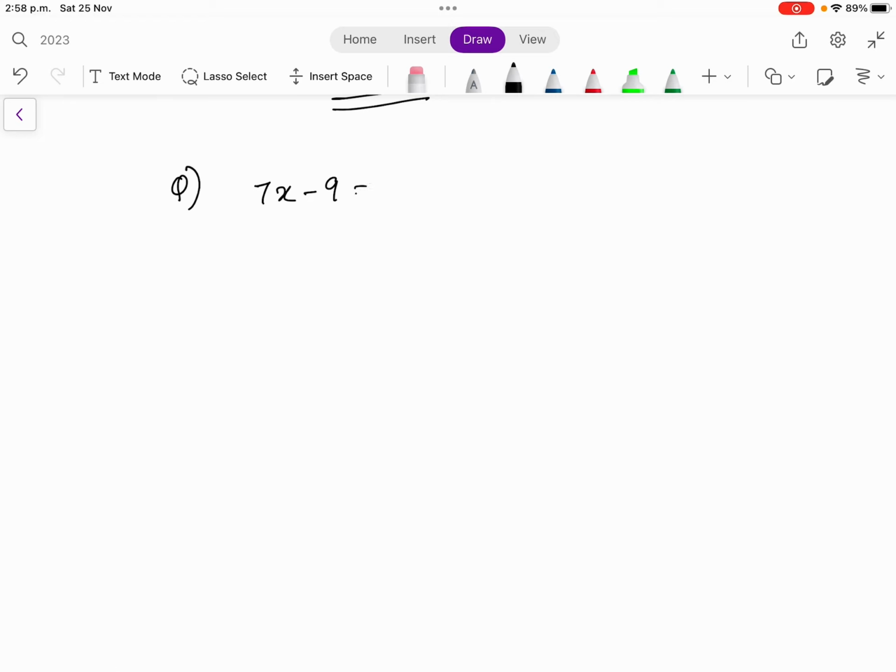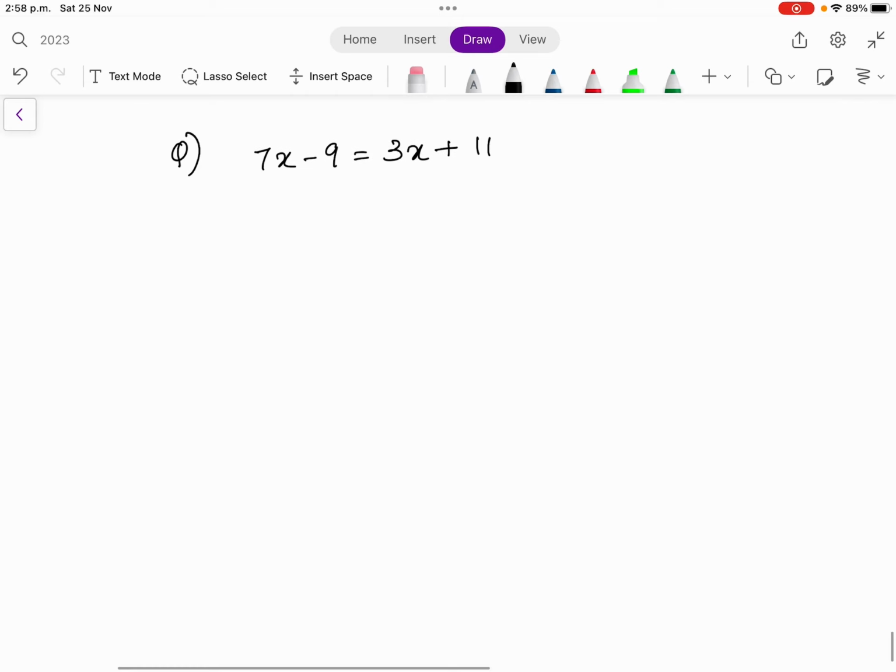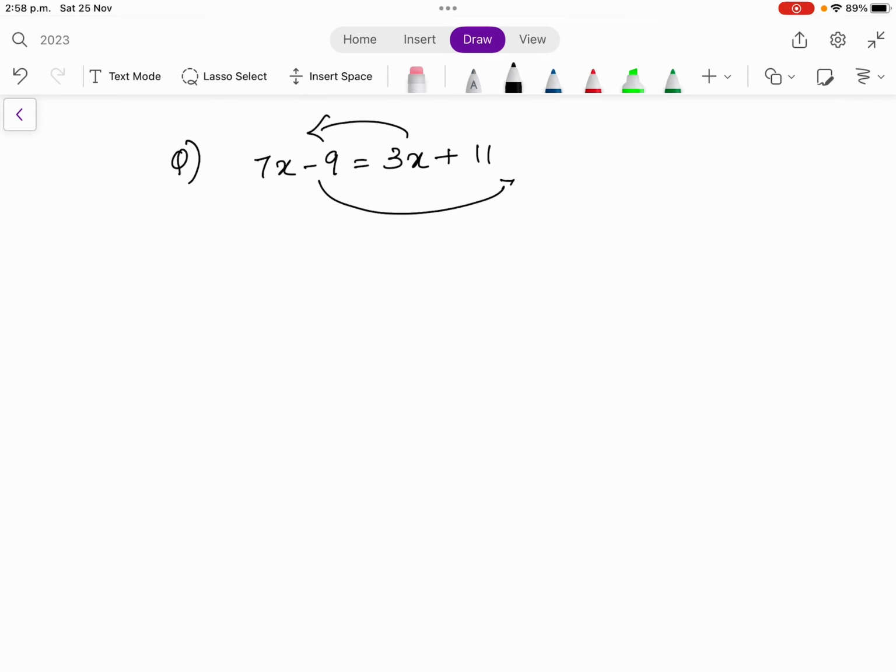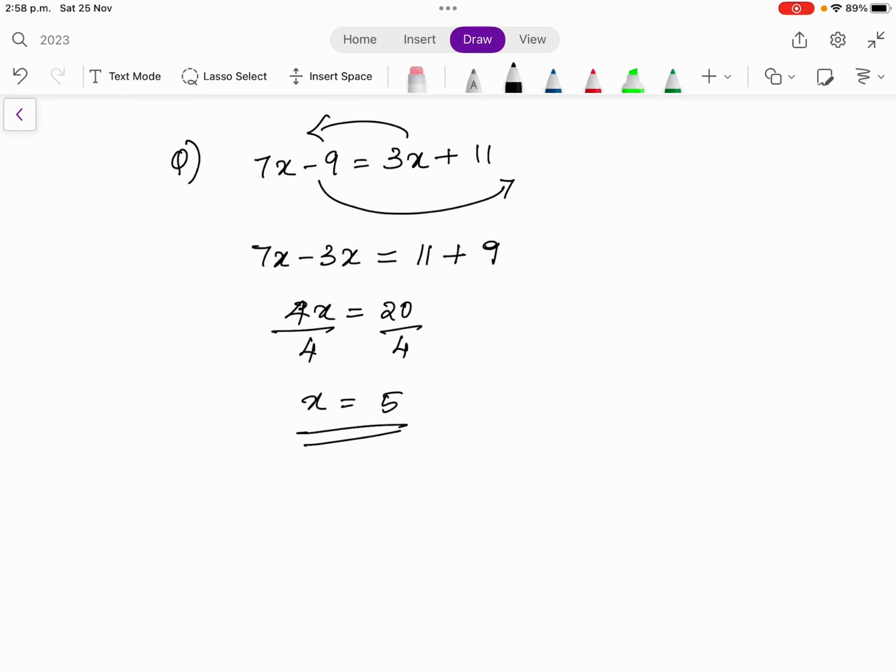7x minus 9 is equal to 3x plus 11. Okay, so here what you should do is you bring this 3x to this side, minus 9 to this side. So 7x minus 3x, when you change the sign, and on the right side it becomes 11 plus 9. So 4x is equal to 20, and divide by 4. x is equal to 20 divided by 4, which is equal to 5.